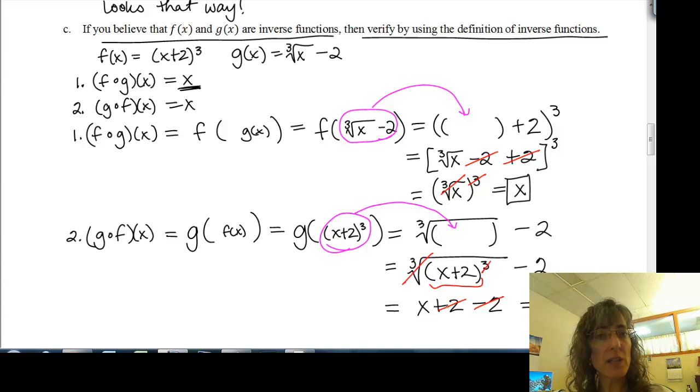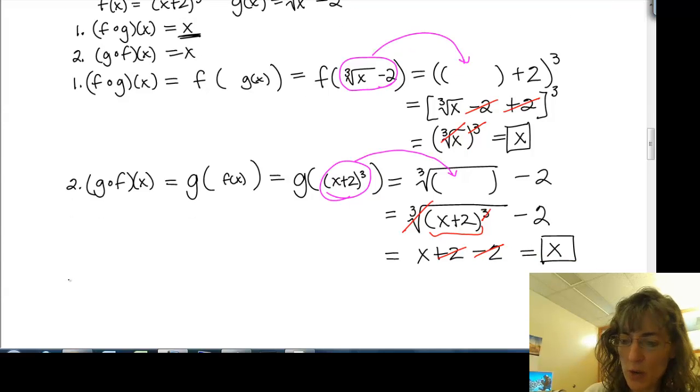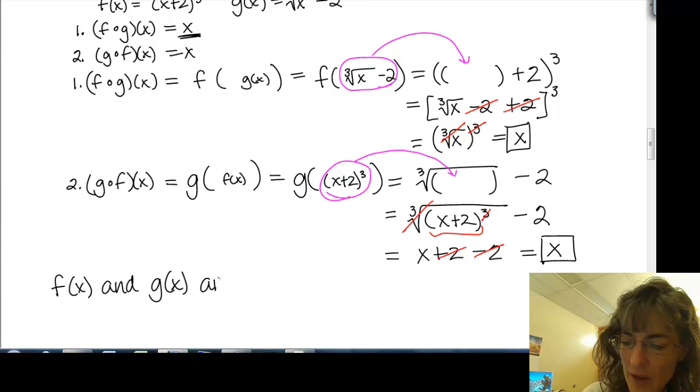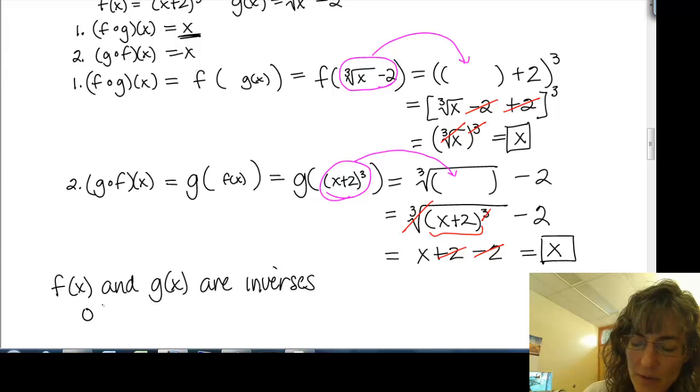Now that's what I expect if these two functions are actually inverses. So I know now that f of x and g of x are inverses of one another.